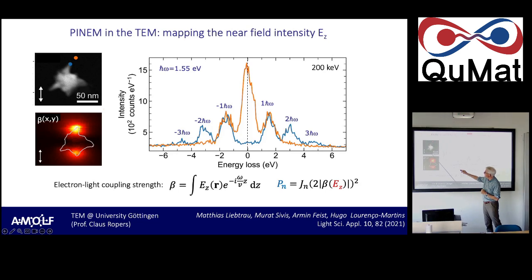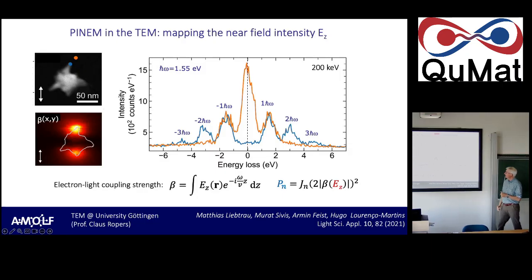These are colloidal nanostars with extremely small tips, 3 nanometers in radius. We pump this with the laser, we come with the electron, and we take the energy spectrum. And so here you see there's the 0 peak, that's the 200 keV electron energy. And if we pump it hard enough, the 0 peak completely disappears, and the electron either picked up 1 photon, or 2, or 3, or released them.